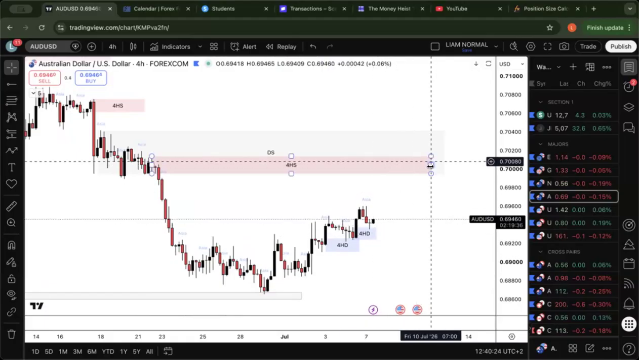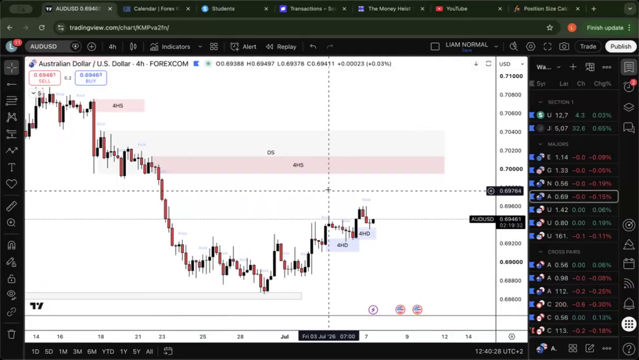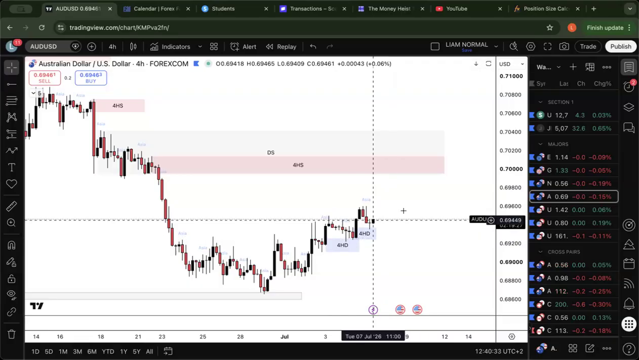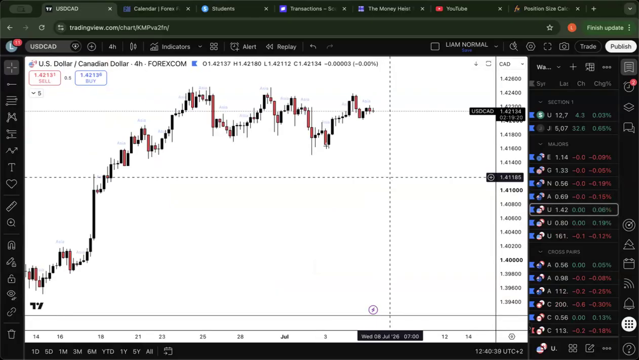Ideally, like I said, if we can get into this 4-hour supply, that would be amazing for us. So keep an eye out on that. Again, look for any internal change of trends so that you can potentially get into that trade if you, of course, want.